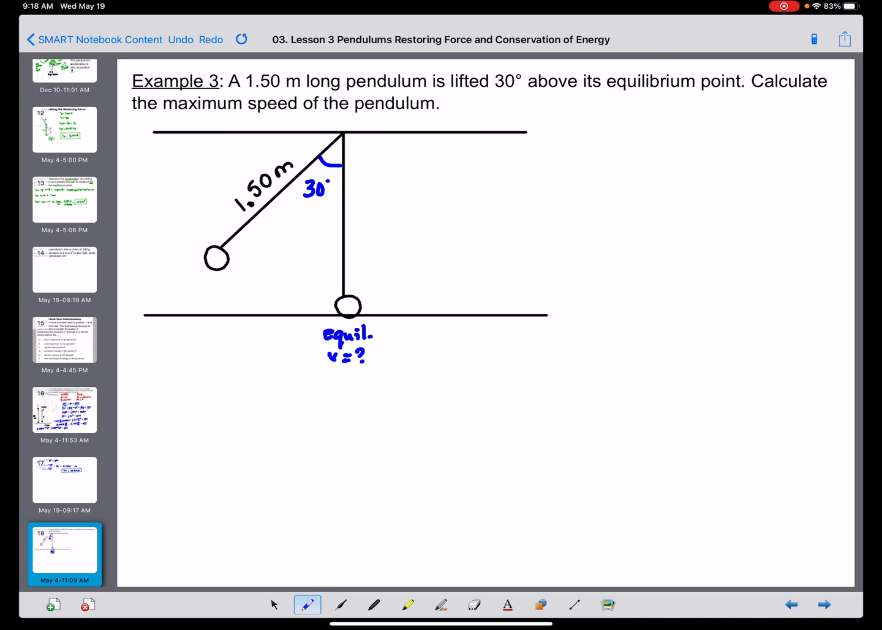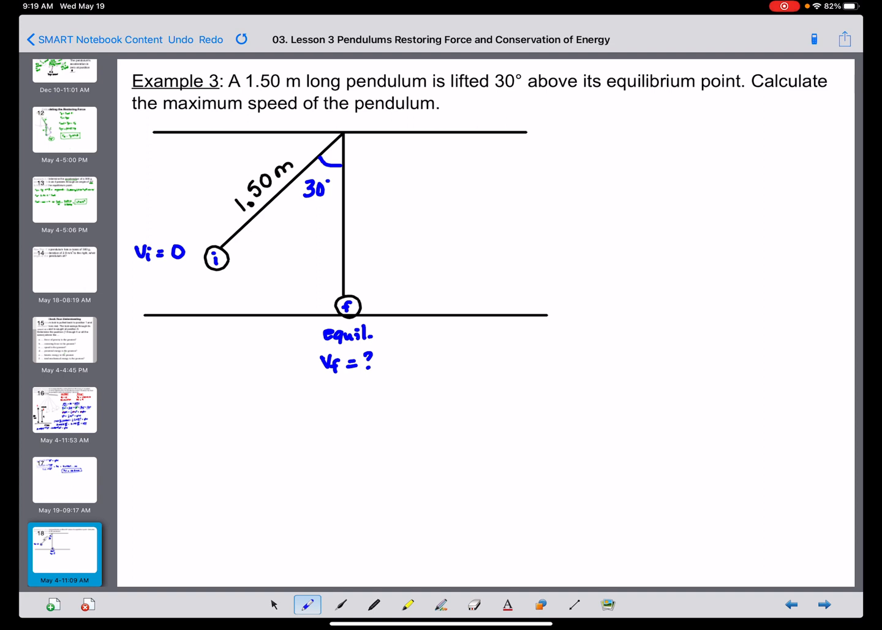So if we call this the initial snapshot over here, we know that over there the initial speed is 0. And you know what, let's call this one, when it's passing through equilibrium, our final snapshot. So we'll write down VF is question mark.